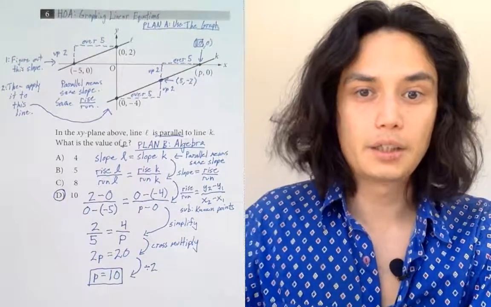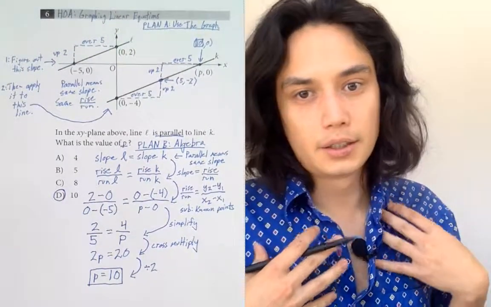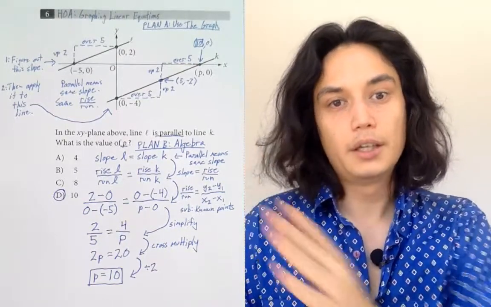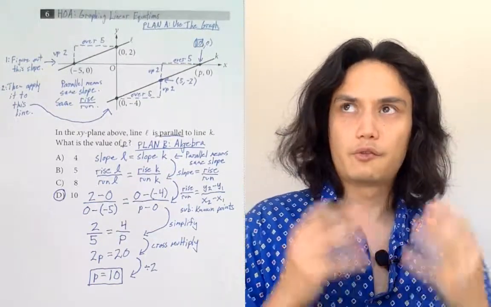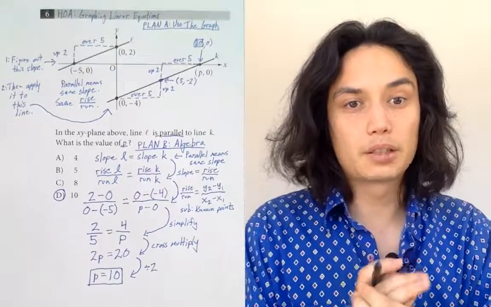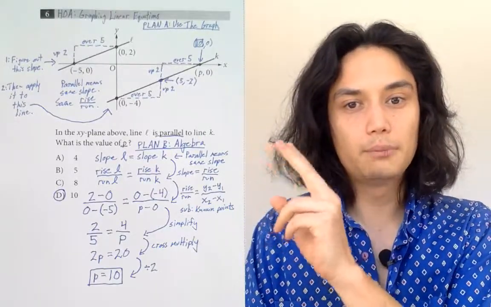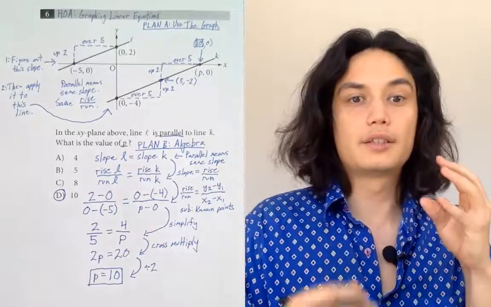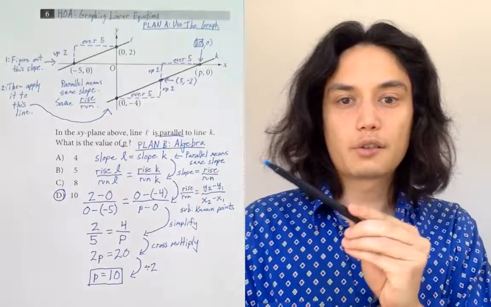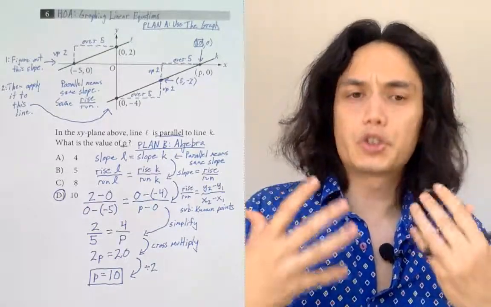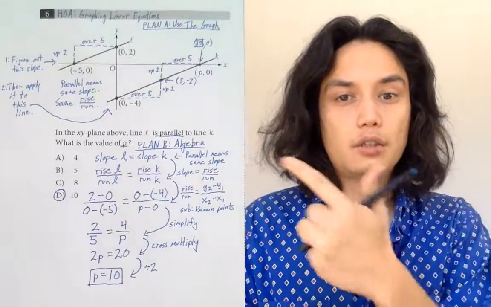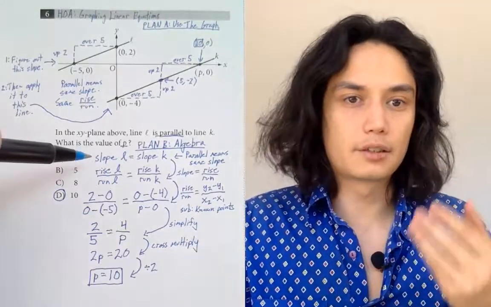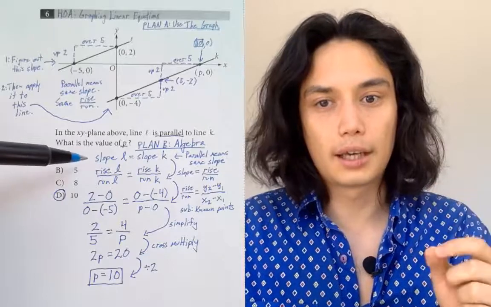That's the graphy way, IMO the better way. Let's go to plan B, though. We're going to show how you can do this in algebra. It's going to use the same fundamental principle as the first piece of information: parallel means the same slope. When two lines are parallel, the slope of one is the same as the slope of the other. We're going to translate that English understanding of what parallel means into algebra. Here this is just saying the slope of L equals the slope of K.